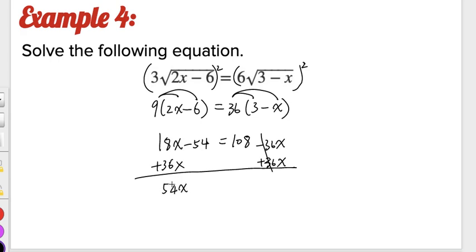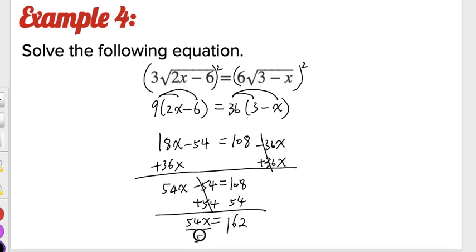And this is going to be 54, right? And then minus 54 equals 108. Last, I'm going to plus 54 on both sides so I can isolate this one. Then it's going to be 6 and 1. Let me double check. I think it's correct. And then we divide by 54. And you want to know that x is 3 because 162 is a multiple of 54.